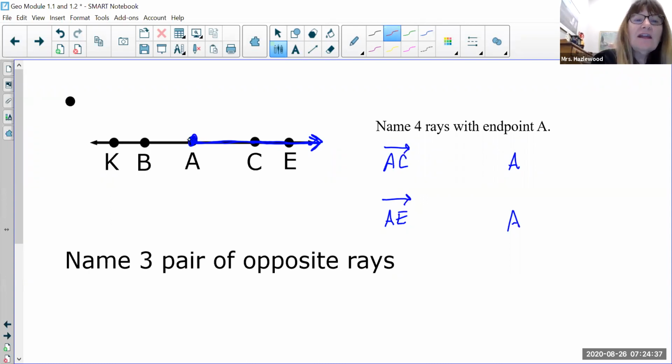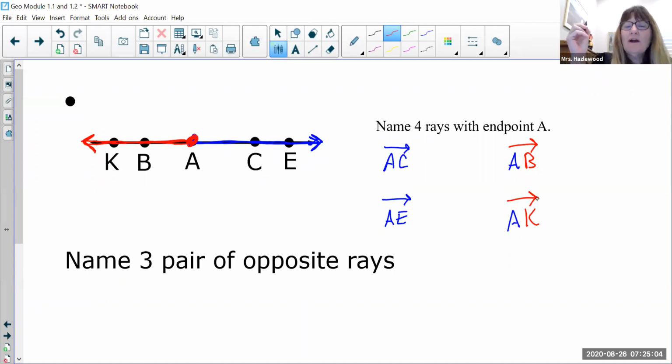Now if I start at A again and I go to the left, the first point I come to is B. So that is ray AB. But the same ray, if I keep going, I go through K. So AK is the same ray. I started each time at that endpoint, and then I went through the other points. So that's how you name a ray.